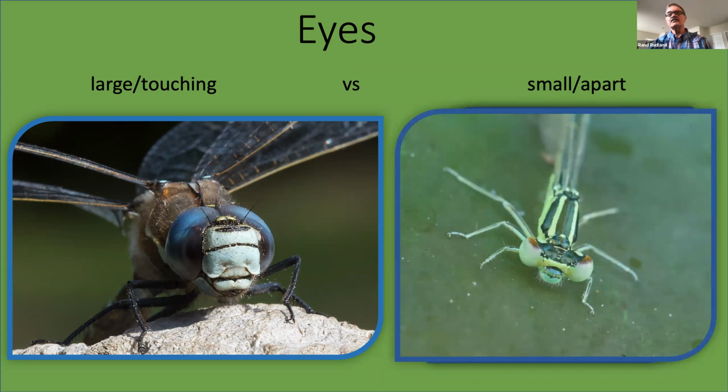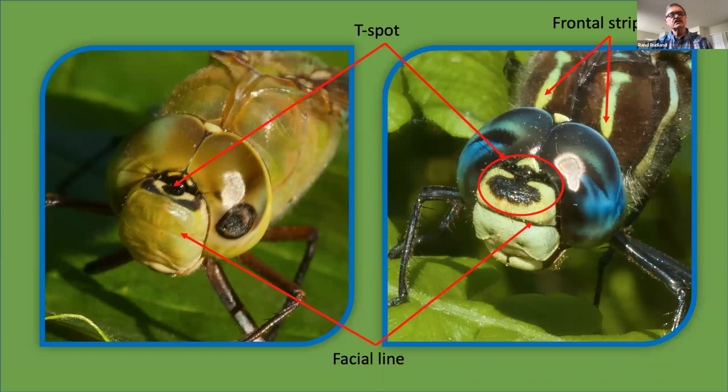And one other characteristic is called a T-spot that you will use in some of your larger dragonflies, the mosaic darners. You'll see these T-spots have different shapes. And the striping on the thorax, if you look on the right-hand photo, you'll see the frontal stripes. This is considered the front of the thorax. And below that is the side or the lateral thoracic stripe. And we'll look at those in more detail.